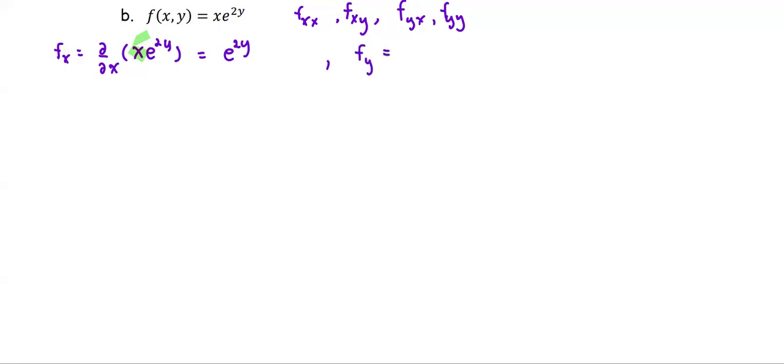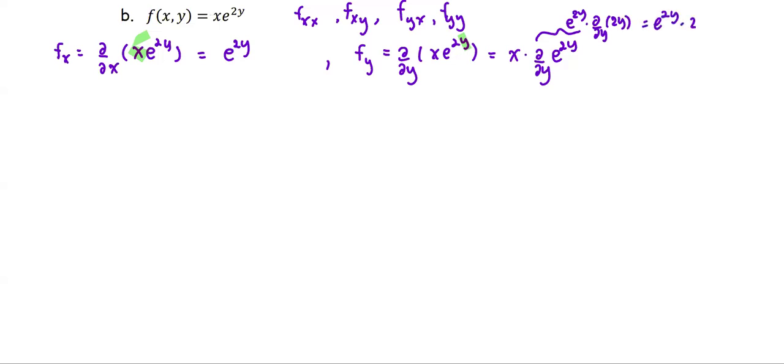first order derivative with respect to y of x e to the 2y, y is treated as the variable. We treat x as a constant multiple, x multiplied by the partial derivative of e to the 2y with respect to y. Use the chain rule, sorry. So this is e to the 2y times the partial y of the 2y, which is e to the 2y times 2.